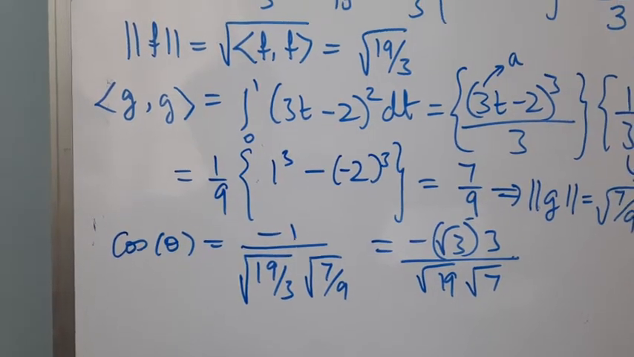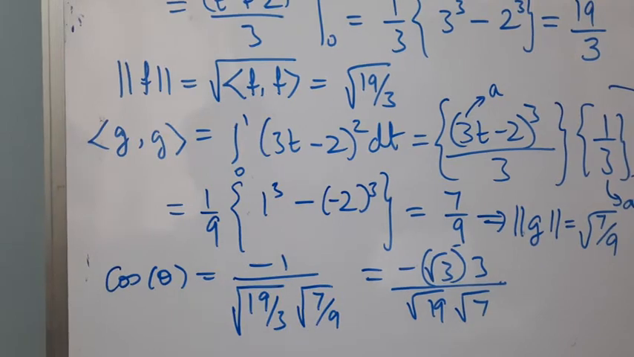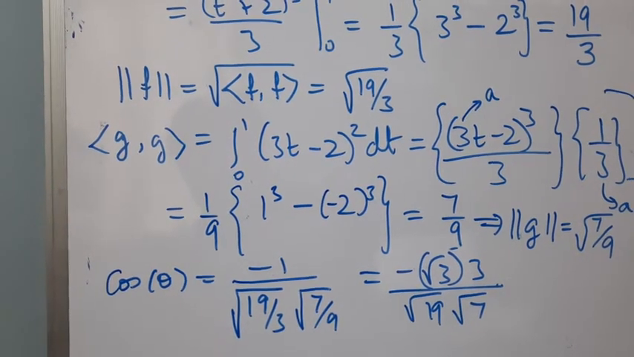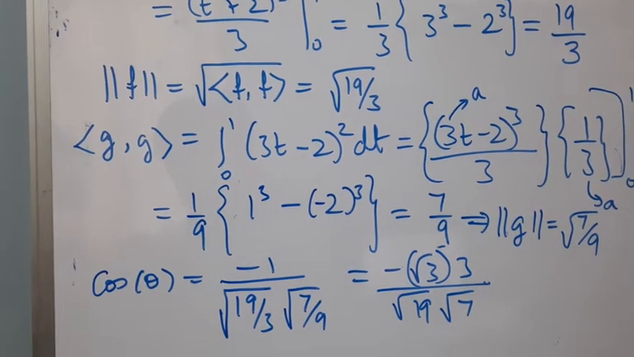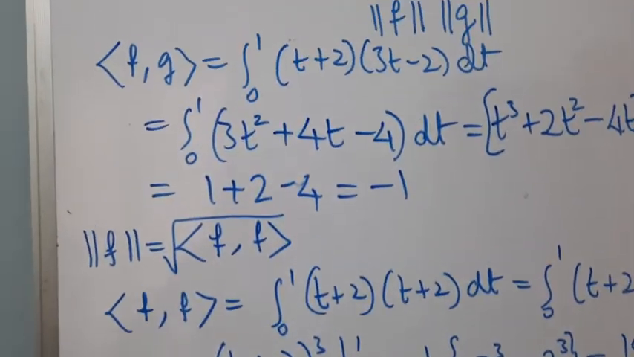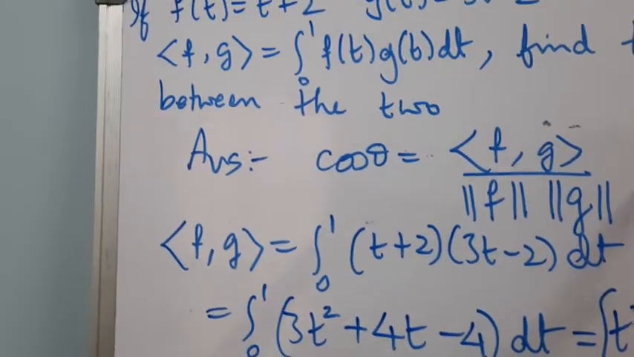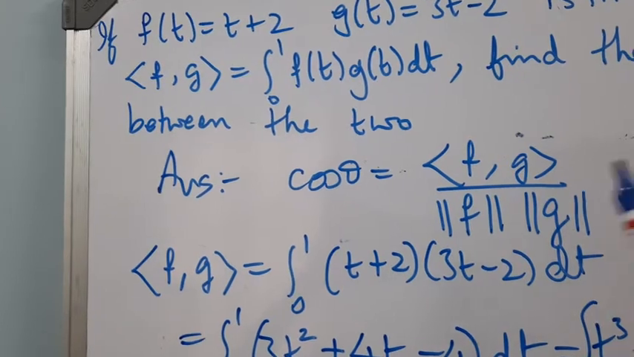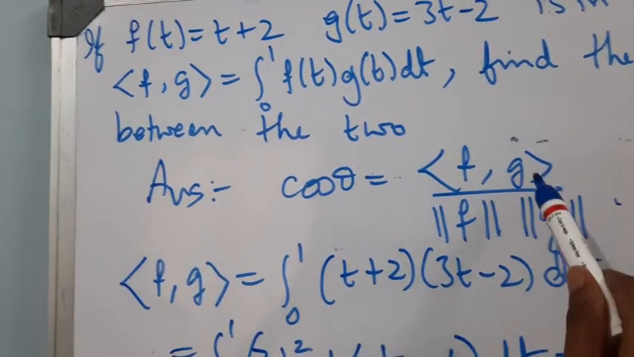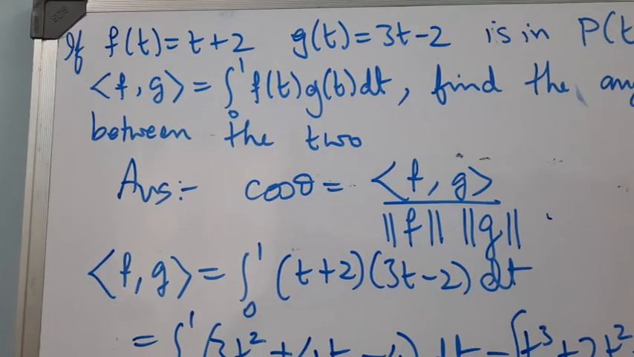Now since we are able to find the angle between two vectors, we say that the vectors are orthogonal to each other if the angle between them is pi by 2, and the angle between the two vectors can be pi by 2 only if the numerator of this formula is 0. Therefore, we have orthogonal vectors when the inner product of the vectors is equal to 0. That we will be seeing in the next video.